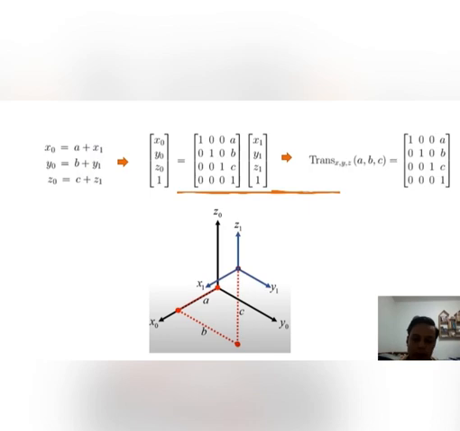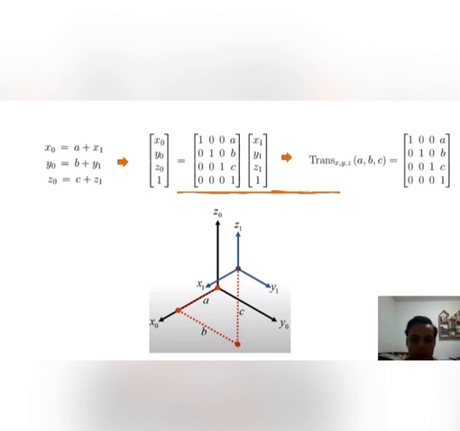I make this matrix product of the matrix 4 by 4 multiplied by a vector of 4 by 1. In this case I will have x0 is equal to this one, which multiplied by x0 will give me x1 plus a. In the case of y, we will have y1 plus b. In the case of z, we will have z1 plus c.